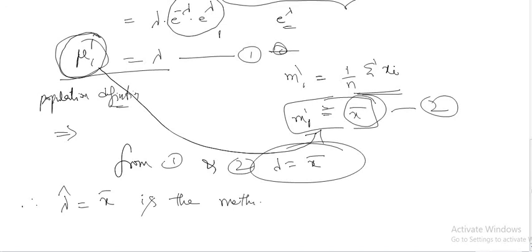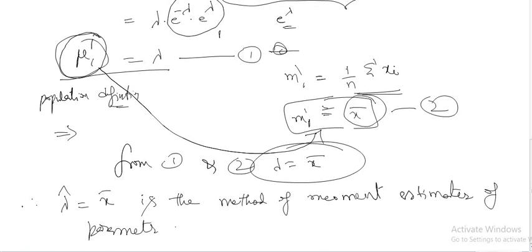x bar is the method of moments estimator of parameter lambda of the distribution.